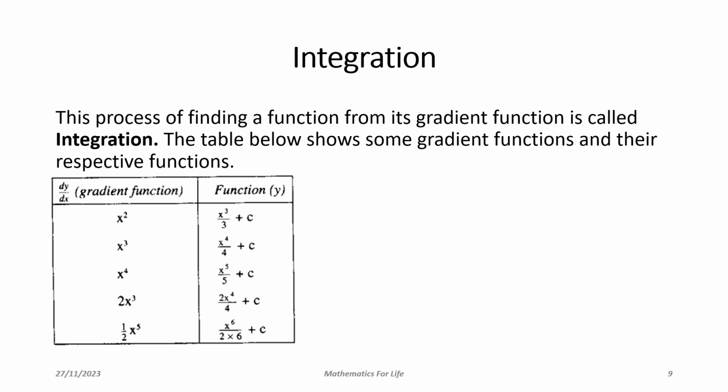Now the table below shows some gradient functions and their respective functions. So on the first column, we have dy/dx, which is our gradient function. And on the second column, we have the function y. Now, the first gradient function that you've been given is x squared. When you integrate that, we are going to have x cubed over 3 plus c.